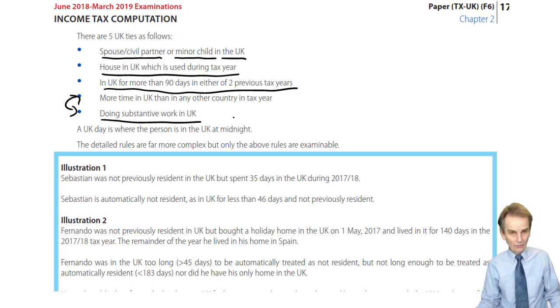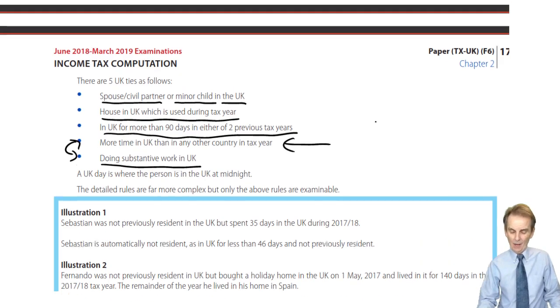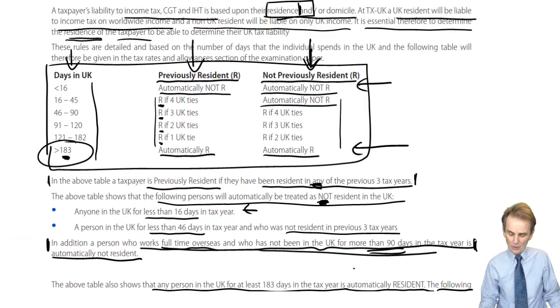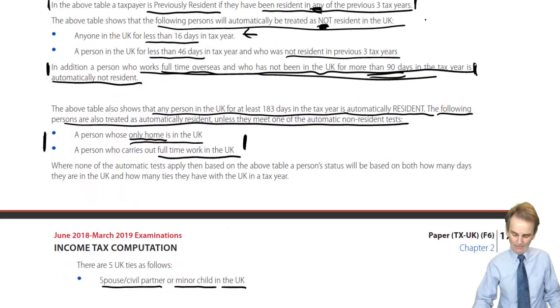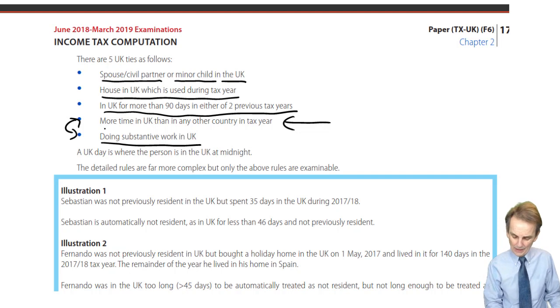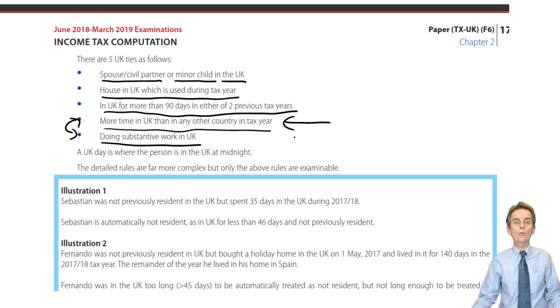Now, there I've picked out 4 of the 5 tests. That one is only applicable for people who are basically leaving the UK, for where you were talking about someone who was previously resident in the UK and is now leaving the UK. That test of more time in the UK than in any other country in the tax year is only a tie test for someone leaving the UK, i.e. someone who had previously been resident in the UK, again, at any point in any of the previous 3 years.